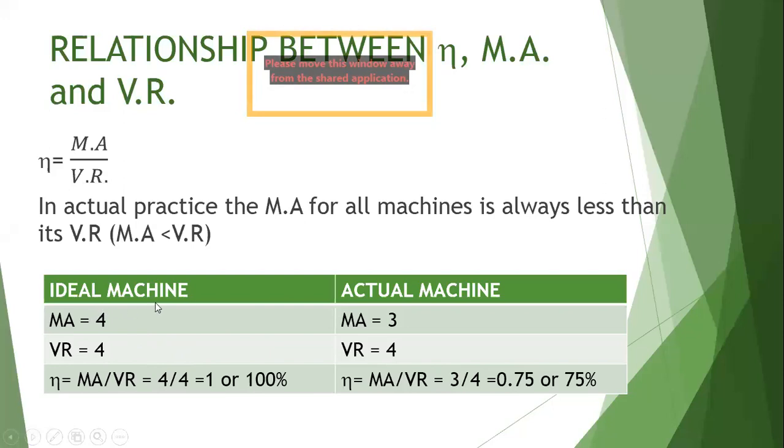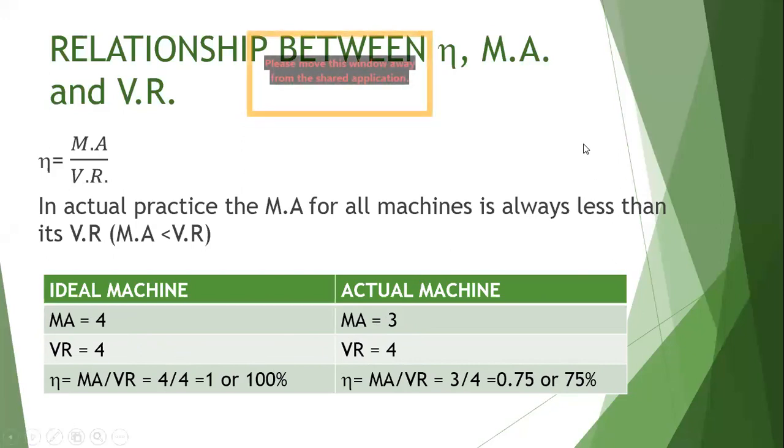But if the same machine is used in actual, you will find that the VR parameter still remains the same. The VR, the velocity ratio of an ideal machine or an actual machine, remains the same. So what changes? You'll find that the MA is reduced. So the MA is 3 and VR is 4, and that's why the efficiency of this machine comes out to be 75%. Okay, so this is what we have discussed yesterday already.